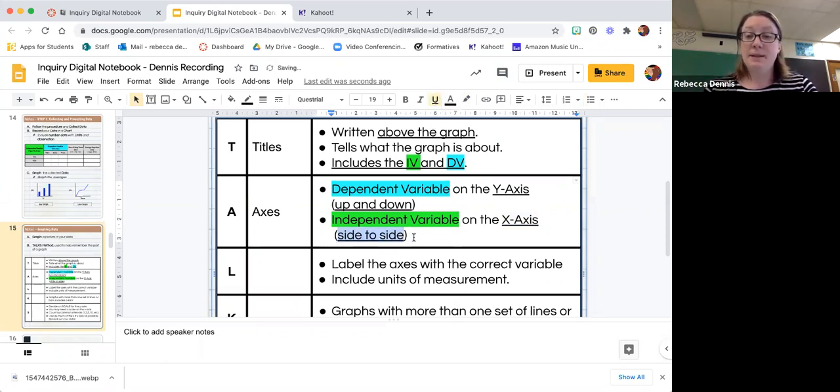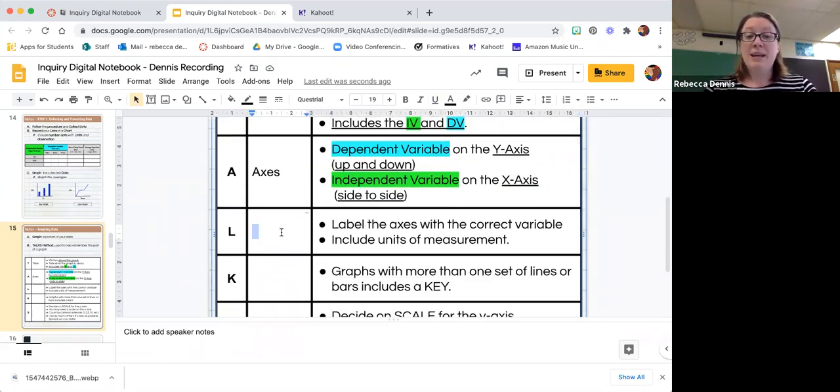Okay. So if we were doing our helicopters, the thickness is going to go on the bottom. So your two thicknesses will be on the bottom. And then on the side would be the time that it took to drop. If we're talking about the plants, you'd have the amount of water at the bottom. And then on the side, you'd have how tall it grew.